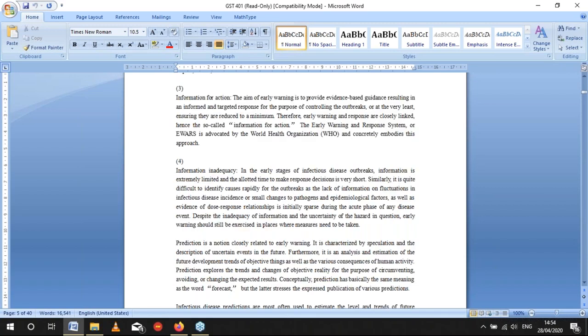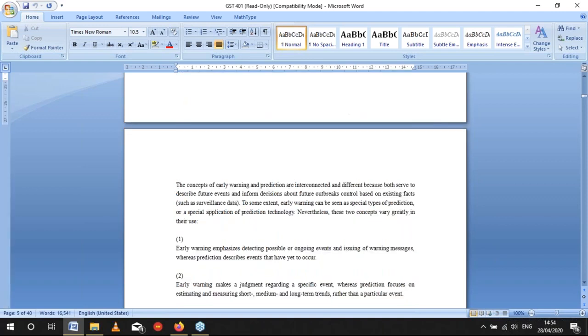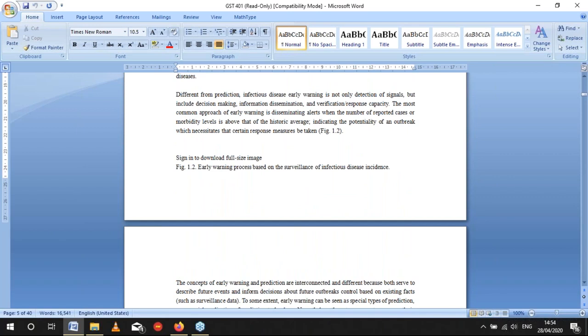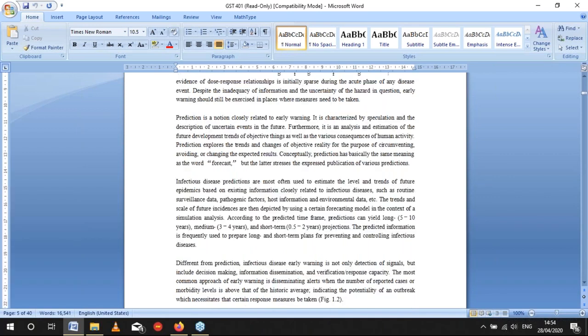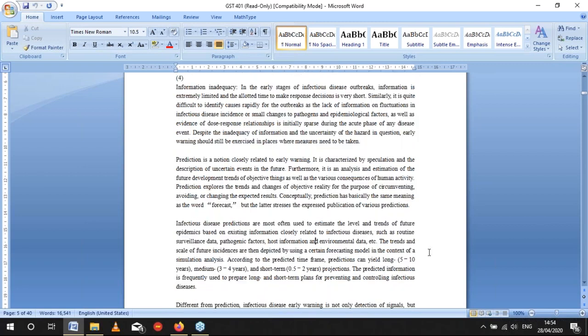Okay? And when we are talking about prediction, it is also characterized by two major things. Number one, speculation. Like I said, it's a notion closely related to early warning. Number two, the description of uncertain events in the future.